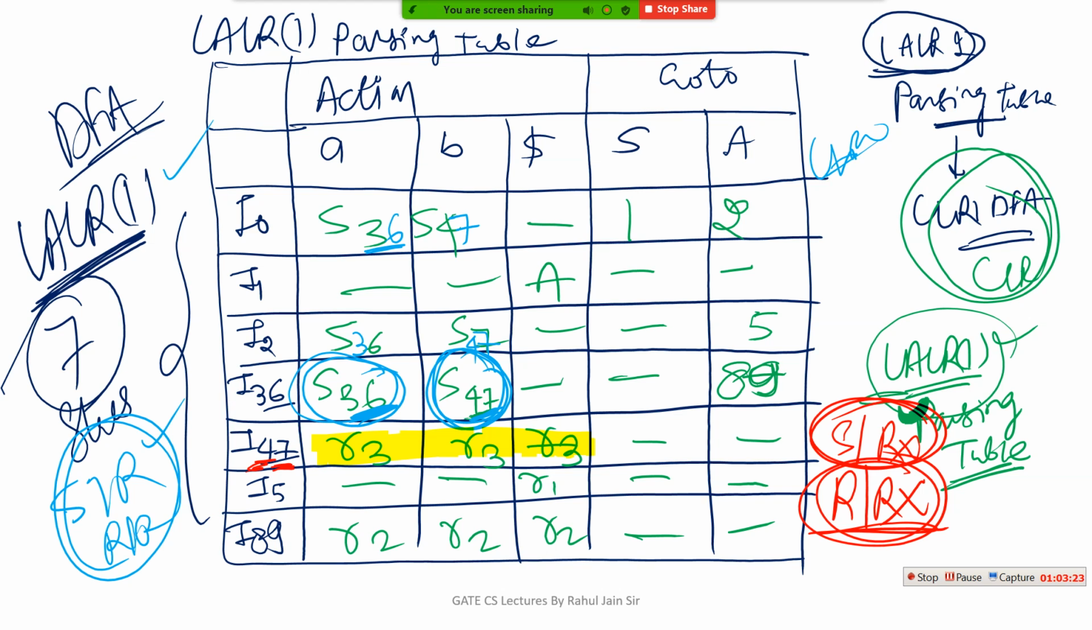Is it clear to all guys? Is it clear to every candidate? Please comment. Is it clear to every candidate so that we can move to the next one? Is it clear to every candidate? The problems of CLR1 and LALR1? Okay, Paushali, it is clear to you. Very good. Soumya, clear. Very good. Nikhil, very good.